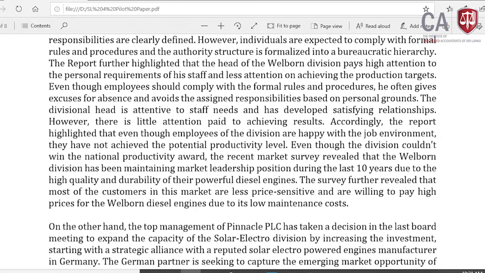The survey further revealed that most of the customers in this market are less price sensitive, they are not worried about the price. That means cost leadership strategy is not possible. Differentiation is the ideal strategy in this market segment, and customers are willing to pay high prices for the Wellborn diesel engine due to its low maintenance costs.